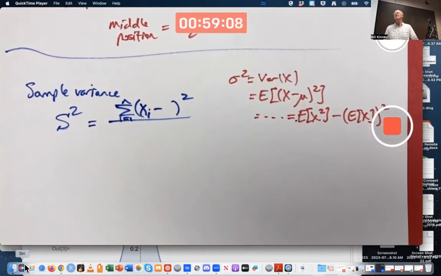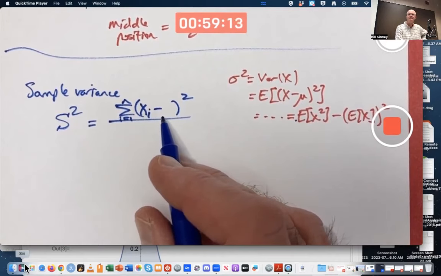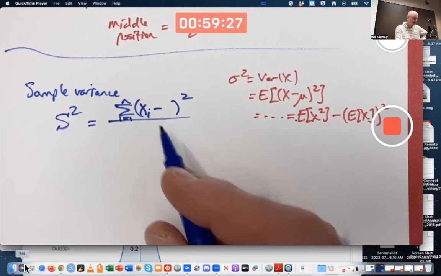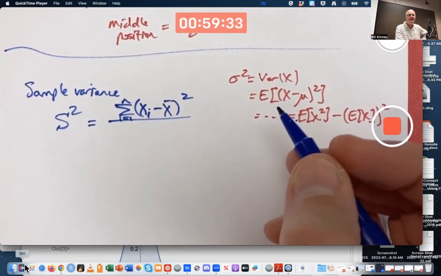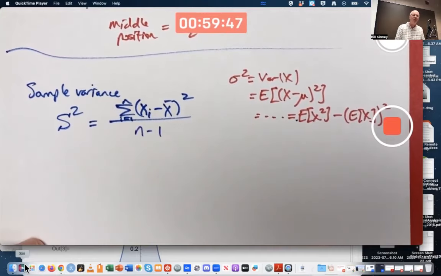We could try to put the mu, but there's a problem with that. Nobody knows mu in most practical applications. So how are you going to compute this? So we compromise and do the next best thing and put an X bar here. But if you put an X bar in there instead of a mu, you have to pay a price. Is it a bad price? No, it's not so bad. Instead of dividing by n, you divide by n minus 1. What?